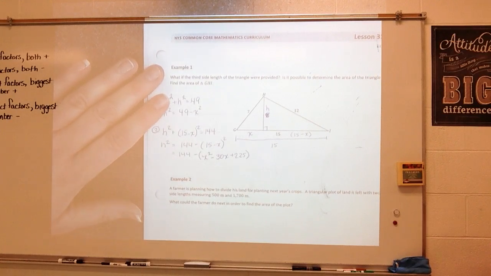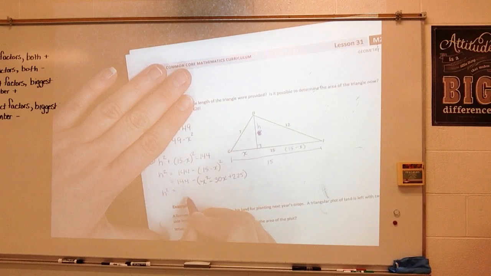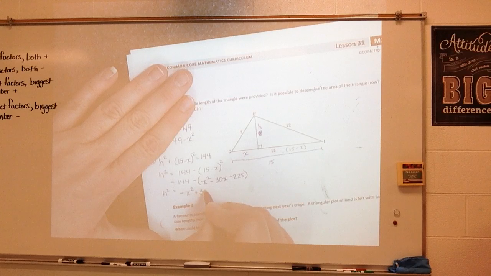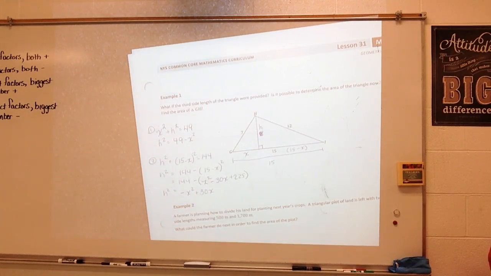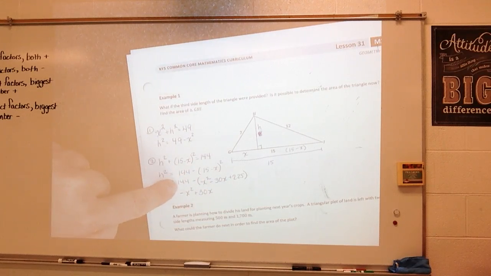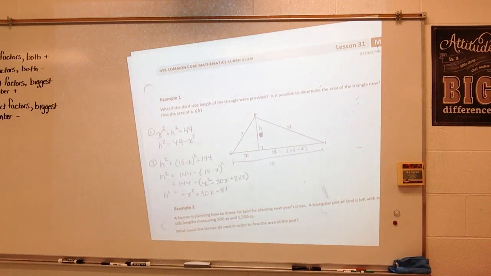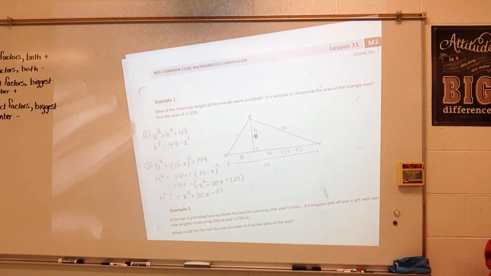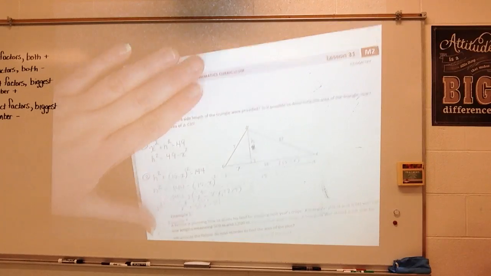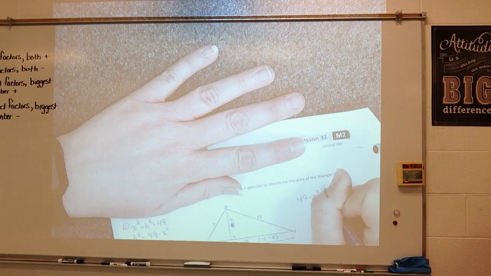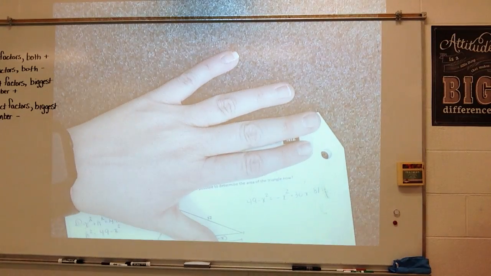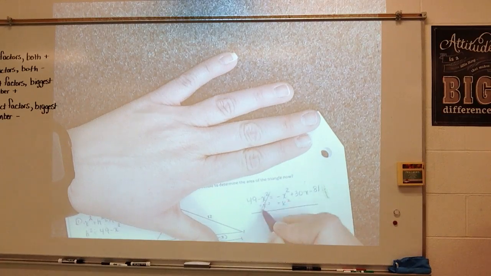Alright? And then I'm going to go ahead and simplify this. I get h squared is equal to negative x squared plus 30x. And now I've got negative 225 plus 144, which is negative 81. Alright. So I'm going to set these equal to each other because h squared is equal to both of them, and then I can solve it. So I get 49 minus x squared is equal to negative x squared plus 30x minus 81. When I take my x squared over, they zero out. So I have 49 is equal to 30x minus 81.